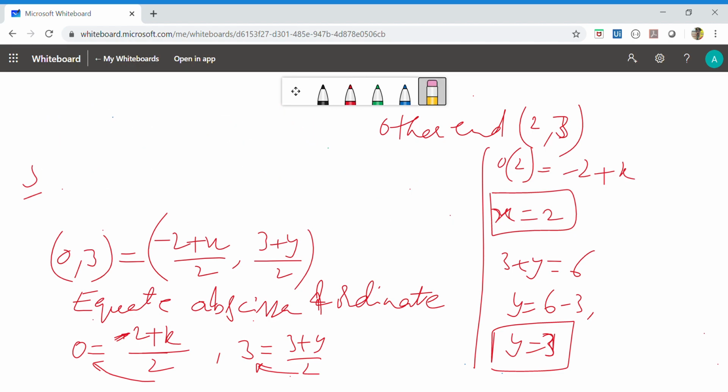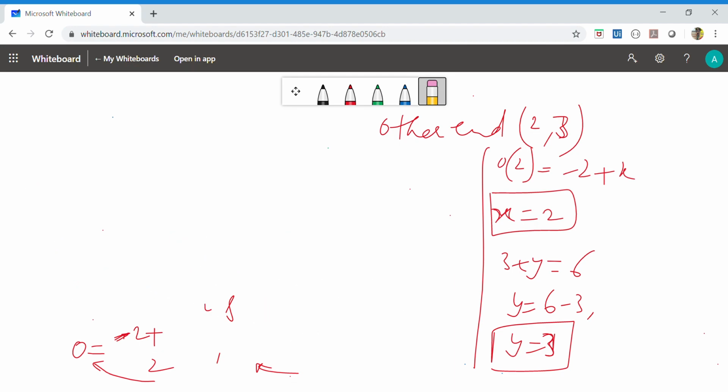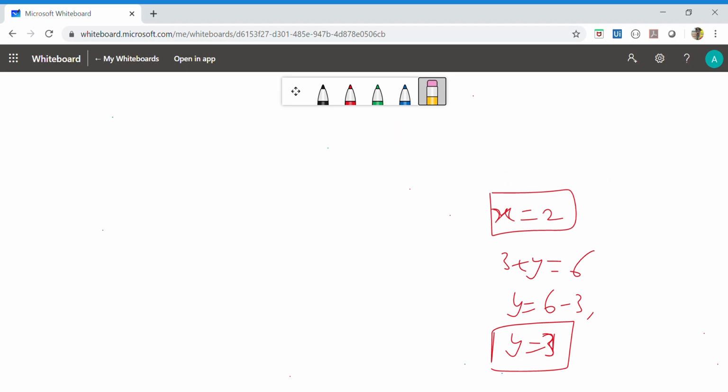Sometimes they may ask that the center and one end point are given, and find the length of the diameter also. At that time you have to apply the distance formula.